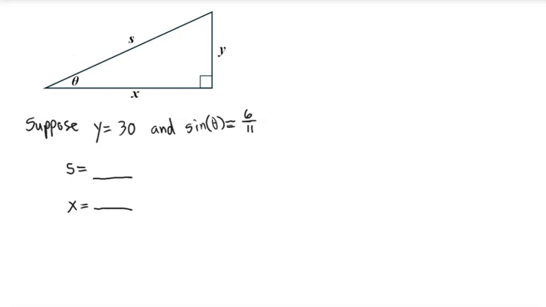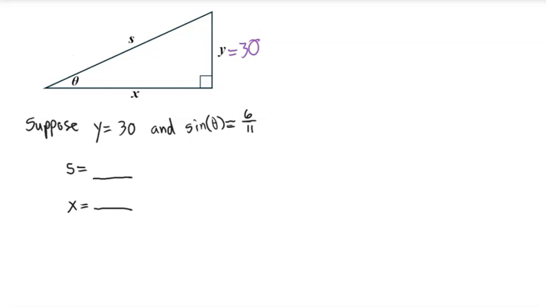So in this lesson, we're given our triangle with S as the hypotenuse, X as the adjacent side to theta, and Y as the opposite side to theta. And we're told what one of the side lengths is. Here Y is equal to 30, and we're told that sine of theta is equal to 6 over 11. What you're supposed to do in this case is identify the other sides.